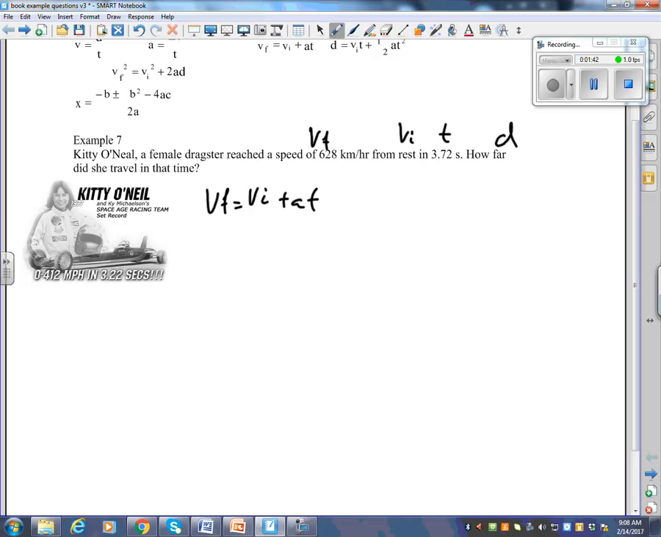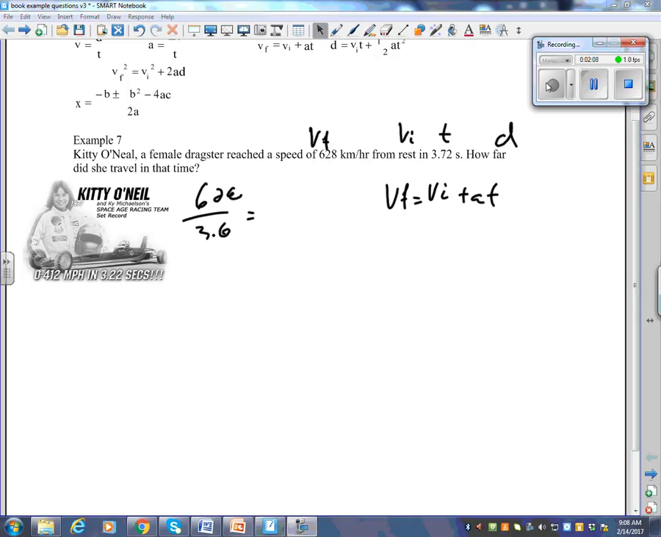Final velocity. Should I convert 628 kilometers per hour? Because time is in seconds, you're right. So I'm going to do 628 divided by 3.6. I'm not going to get a calculator. You should have got 174.4.